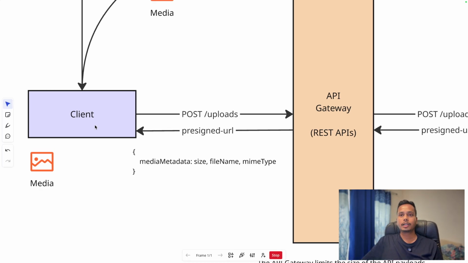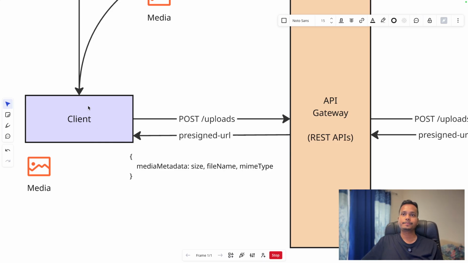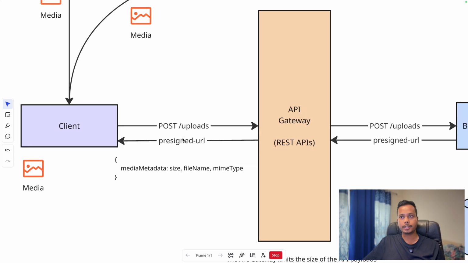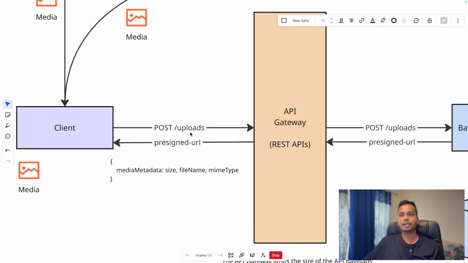And when they click on upload media, they select the media file. The client will know what kind of media file the user is trying to upload. They will extract the metadata of that media file. Let's say it's name, the size of the media file, the MIME type, etc. And then using all of that information for that particular media file, it will invoke this API endpoint.